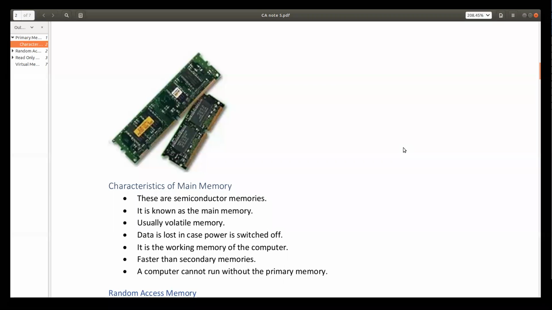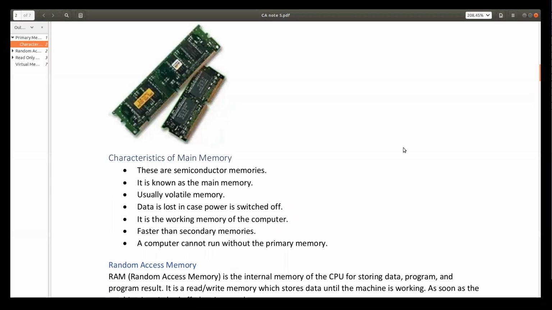Now, if you see, this is the picture of the RAM. It is present in your computer system. If you open up your computer system, you will find this kind of card. That is basically RAM.